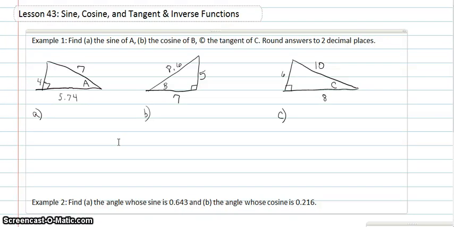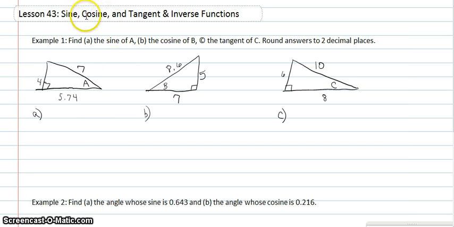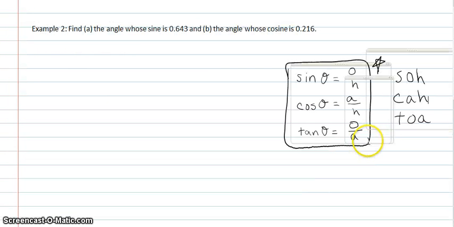In lesson 43, we're learning about the trigonometric functions of sine, cosine, and tangent, and also their inverse functions. Now, there are different ways you can remember how to set up each of the ratios, but sine of theta, or sine of the angle, would equal opposite over hypotenuse. So the opposite is talking about the side that is opposite that angle, and the h is the hypotenuse.